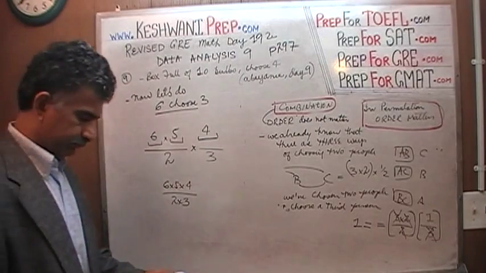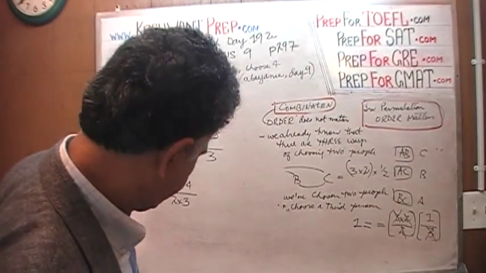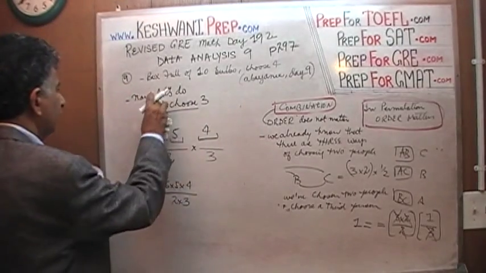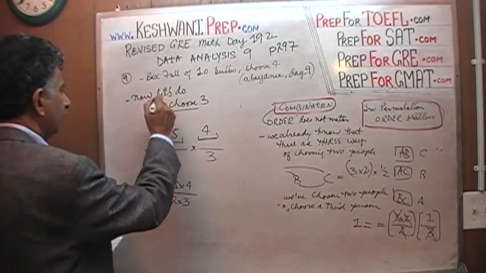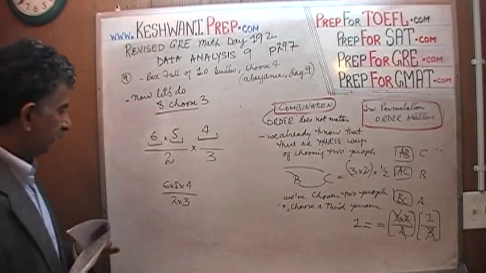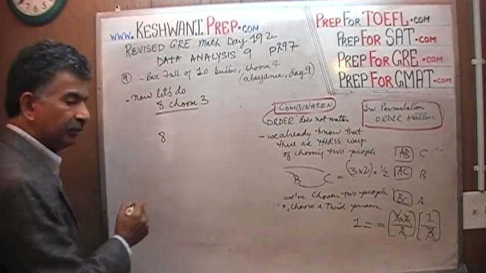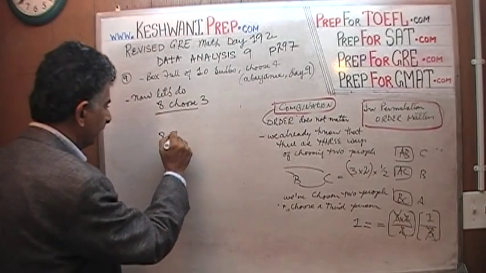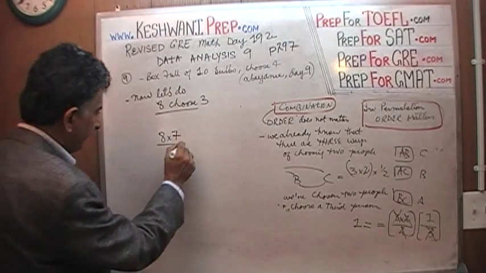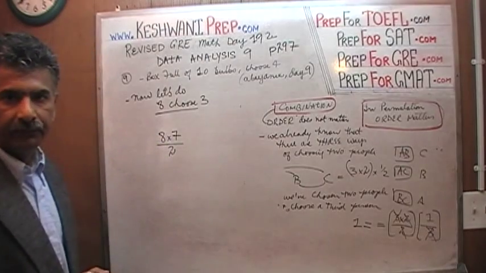Let's do one more. Let's choose 8 out of 3. So 8 out of 3, there are 8 ways to pick a first guy, 7 ways to pick a second guy. And since everything is being repeated, we have to take a half of it.